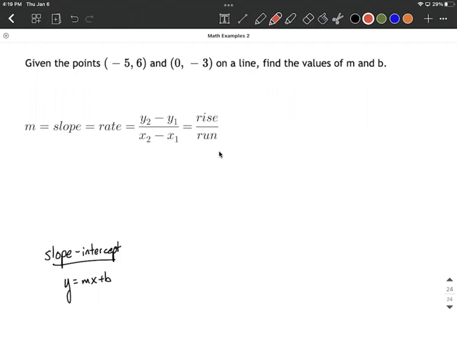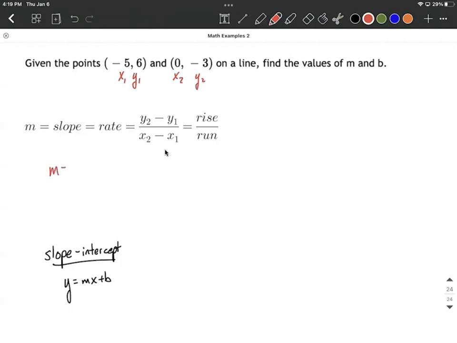I typically reserve rise over run for if I'm trying to graph something or if I'm given a graph. So I'm going to focus on the y2 minus y1 over x2 minus x1. In this case, I'm going to go ahead and label our points. The x1, y1 come from the same ordered pair. The x2, y2 come from the same ordered pair.